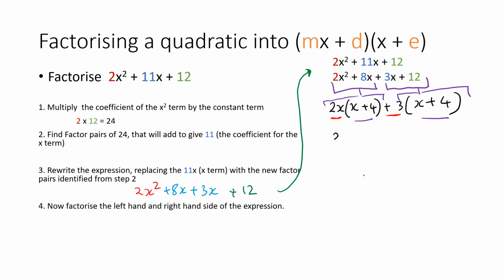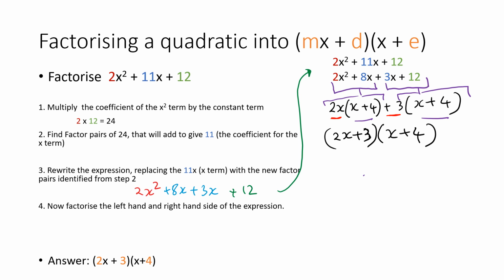So here you got 2x plus 3, we got into one bracket, and because x plus 4 and x plus 4 are the same, we could put it into another bracket. And so you have factorized the question. So the answer is 2x plus 3, x plus 4.